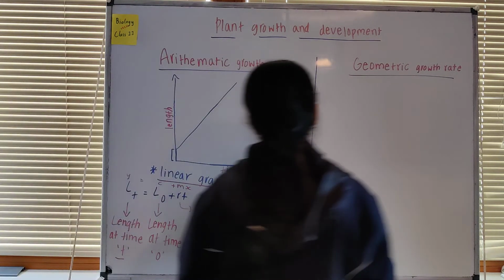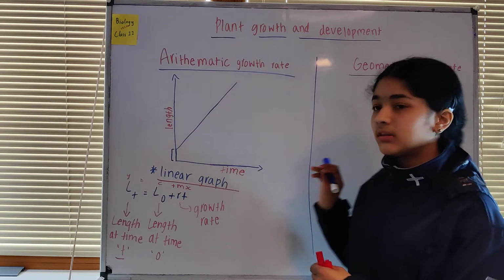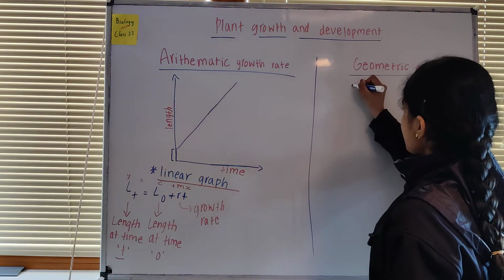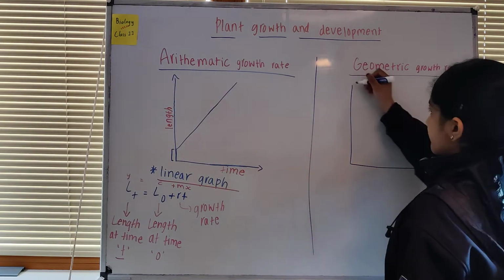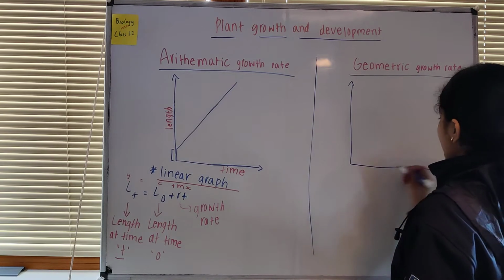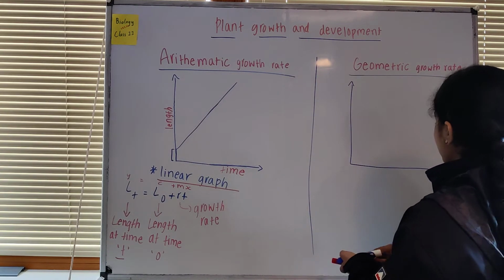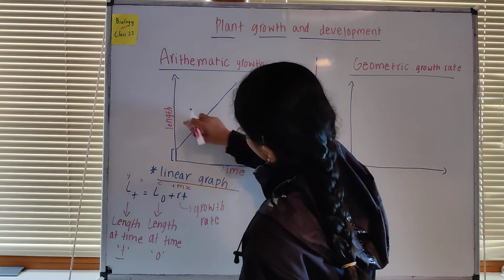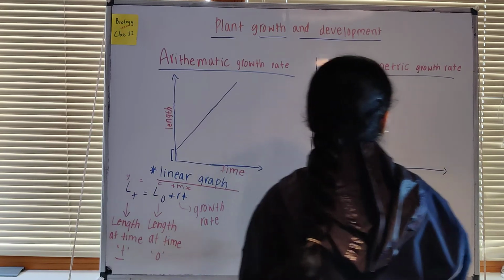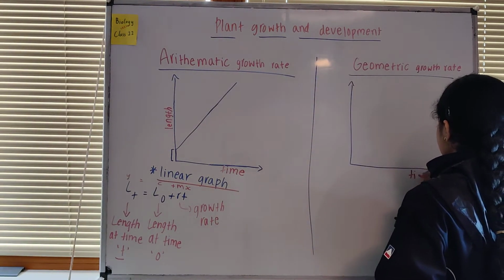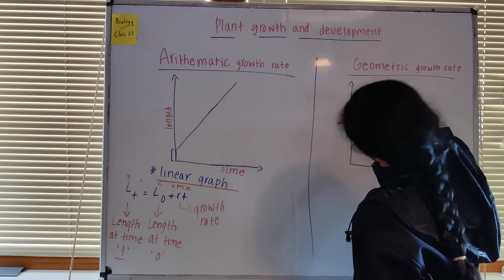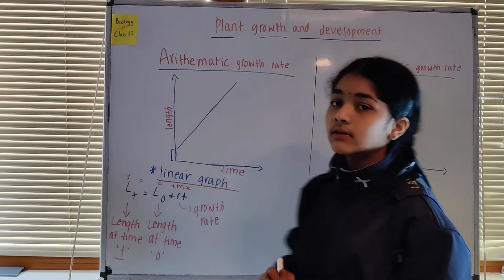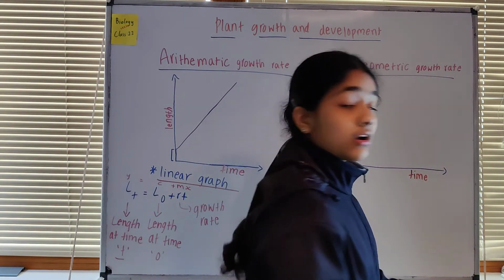Next, let's talk about the geometric growth rate. Here also we will learn about the graph and the formula as well. So if we draw it, again it's important to label the x-axis and y-axis. So this is time and this is length in case of arithmetic growth rate. In geometric growth rate, this is time, this is the weight. So here it's a bit different, and the way the graph looks is not linear.